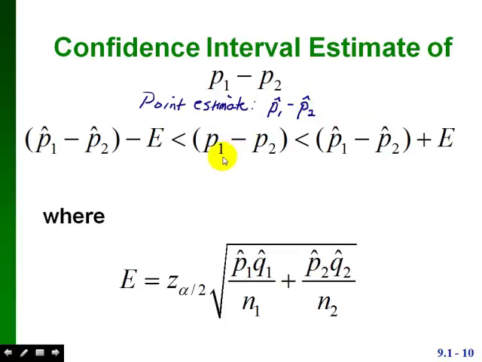So we'll do the same thing we did before with confidence intervals. We start with that point estimate, we figure out our margin of error, and here's the formula down here, and then we take our point estimate and we subtract the margin of error to get our lower confidence interval estimate, we add the margin of error to get our upper confidence interval estimate.